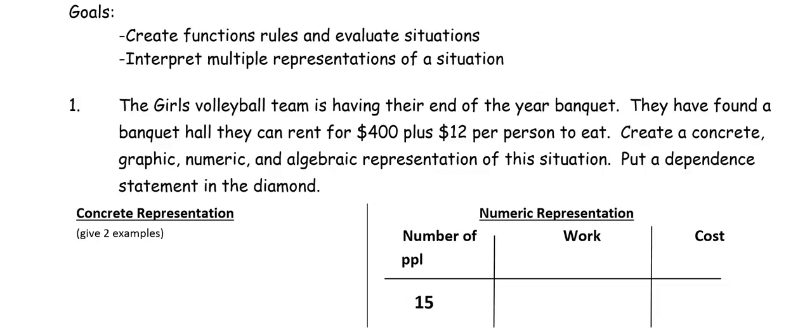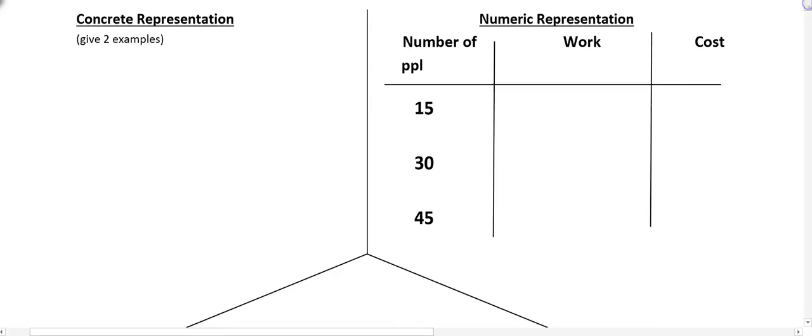Put a dependency statement in the diamond. First, we're going to look at a concrete representation of the situation, where it says give two examples. Let's draw what happens if we had one person go to the banquet, and let's say we have 5 people going to the banquet. We can pick any kind of numbers, so I'm just going to pick something small enough to draw but that gets the point across.